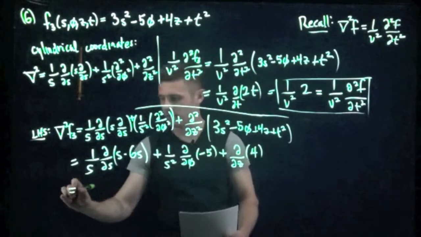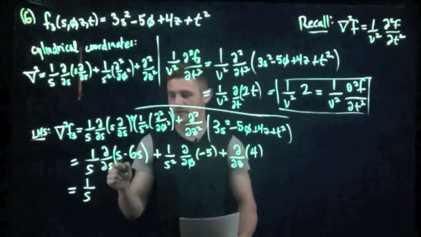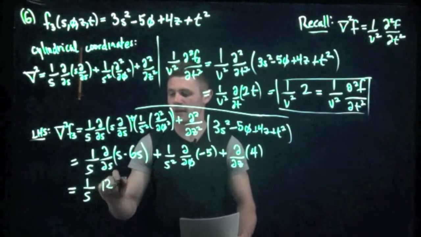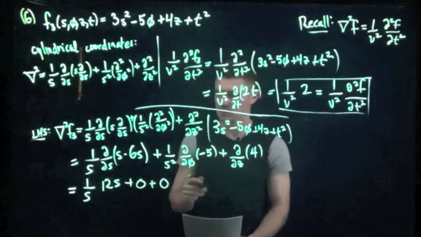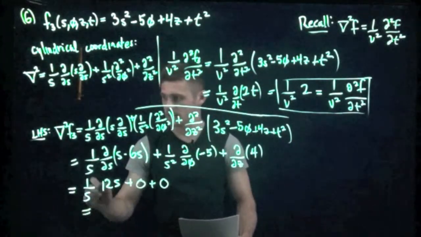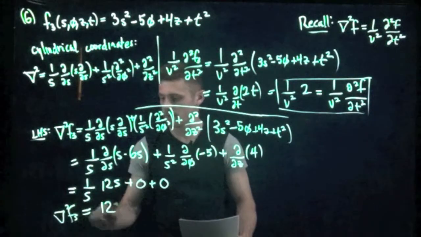Okay, then we take the second derivatives. Now we have 1 over s, and then 6s². Taking the derivative with respect to s gives 12s, plus 0, as these are just now constants. So what we're left with is that this is equal to 12, and this is our Laplacian of f3.